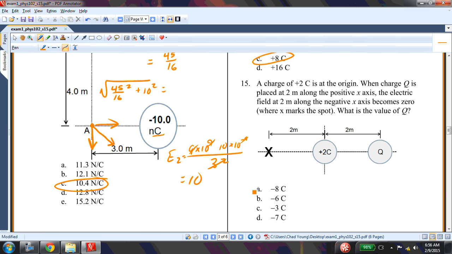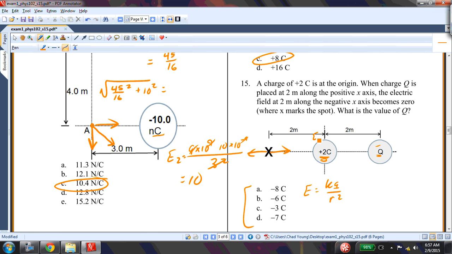Okay, so I have an electric field due to this charge in this direction, and then I have an electric field due to this charge in this direction. All right, so I know that has to be negative, but look, all the options are negative. So let's think about this. I have a charge that is half the distance, right? So remember, E is KQ over R squared.